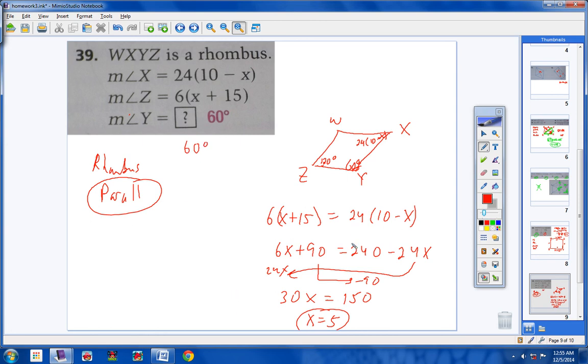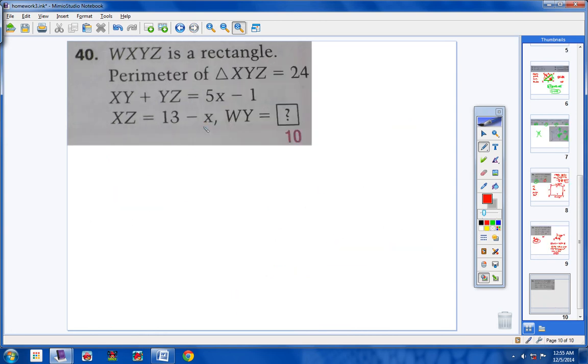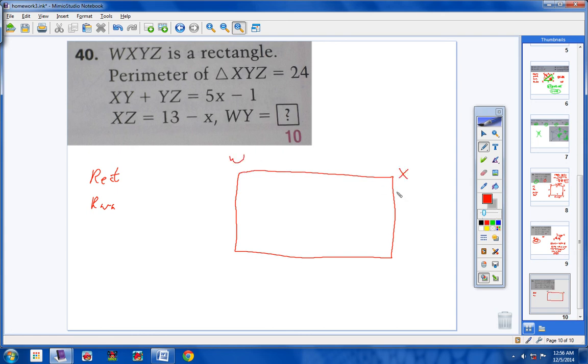Okay? Now, let's take a look at the last one, number 40. Okay, we have a rectangle. So remember, if we have a rectangle, we also have a parallelogram. Okay? And that would be it. Now, here's my rectangle. And we have rectangle WXYZ.